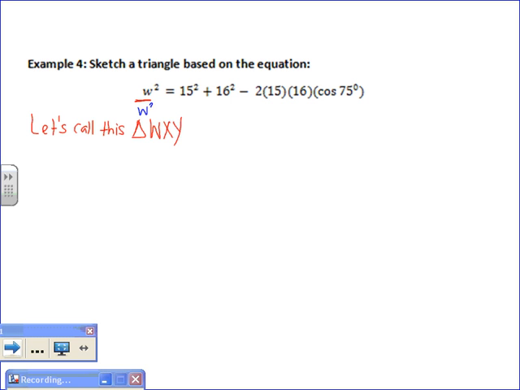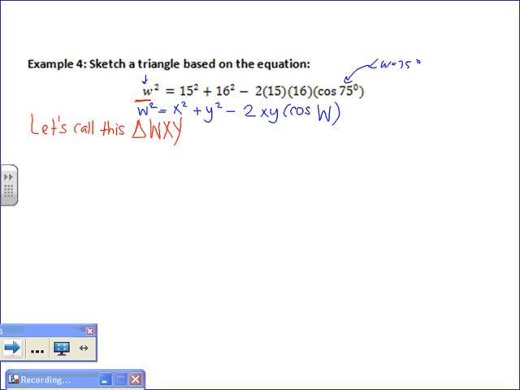This is going to be W squared, okay, is equal to X squared plus Y squared minus 2xy times the cos of always the angle across from the side in the beginning of your formula. Okay, the side that you're solving for. So this is going to be angle W. So I know that angle W is equal to 75 degrees in this triangle. Okay, I also know that side length X is 15 and side length Y is 16.